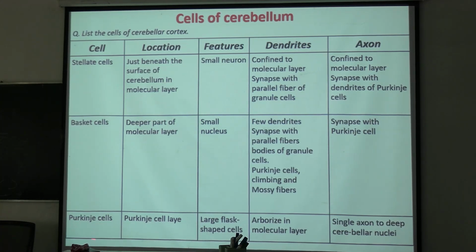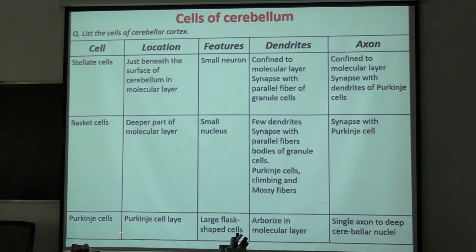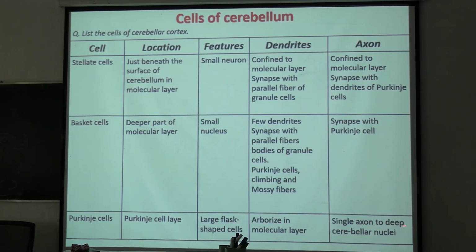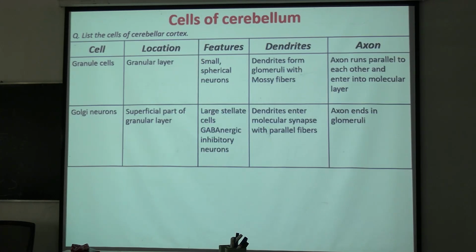Next is Purkinje cells. Purkinje cells you get in the Purkinje cell layer. They are large flask-shaped cells and they arborize in the molecular layer. Okay, and it has a single axon going towards the deep cerebellar nuclei.